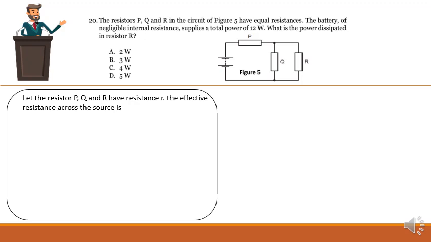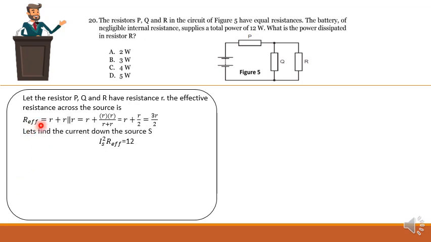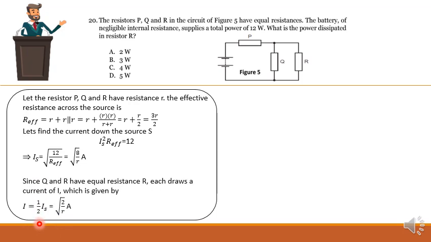Now the effective resistance across the source is given by this relation. And then let's find the current down the source S. So I'm going to have the current down the source, Is, equal to the square root of 8 divided by r. Since Q and R have equal resistance r, each of them draws a current of I, which must be equal since they have the same resistances and they are supplied by the same source. They are therefore going to draw the same current, which is given by half Is.